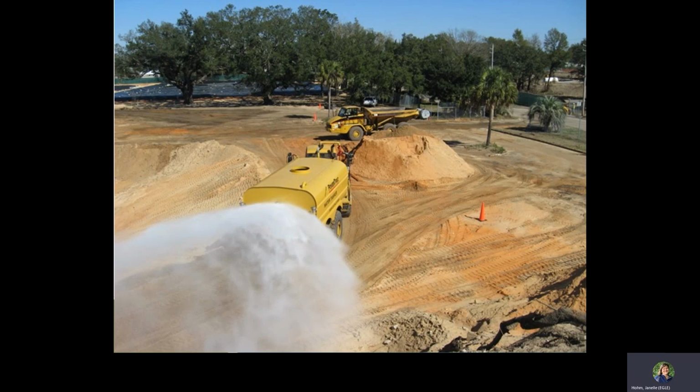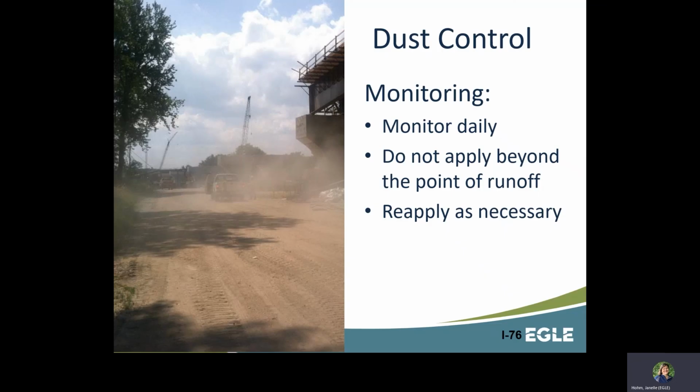In this photo, we see a water truck applying a dust control treatment in a large area of bare soils. During dry conditions, the need for dust control needs to be monitored daily.